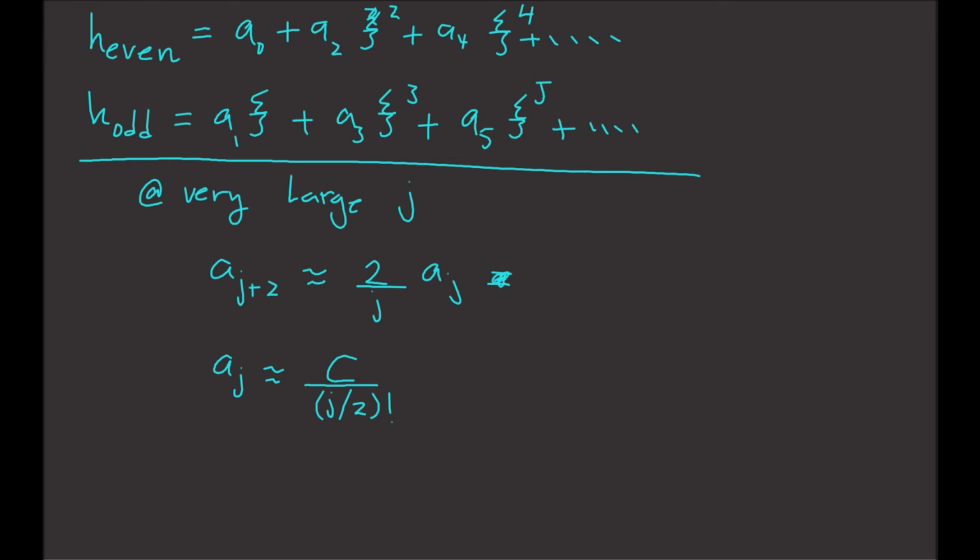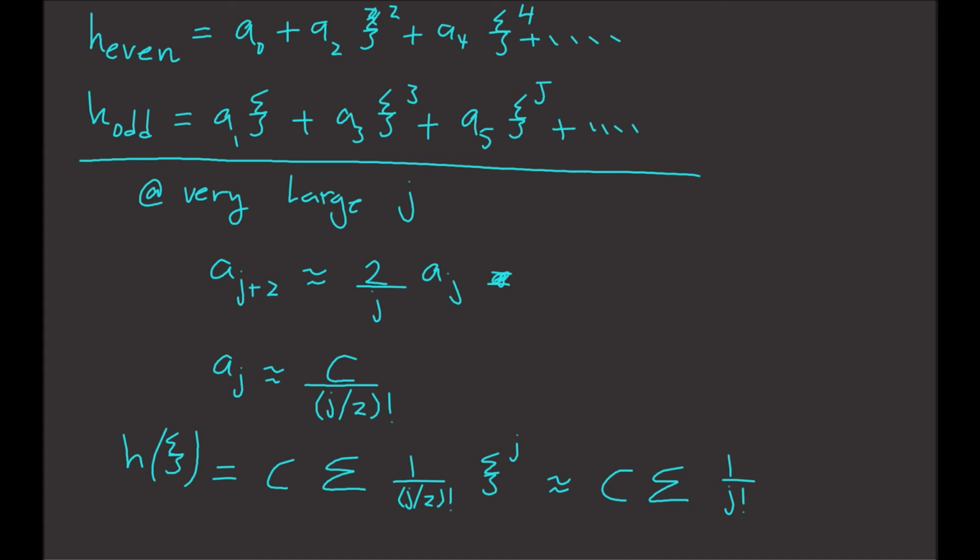Alright, so now with this approximation we can get h of ξ to be equal to some constant c times a power series of 1 divided by (j over 2) factorial times ξ to the j, which is equal to c times the sum of 1 divided by j factorial times ξ to the 2j, which is equal to c times e to the ξ squared.